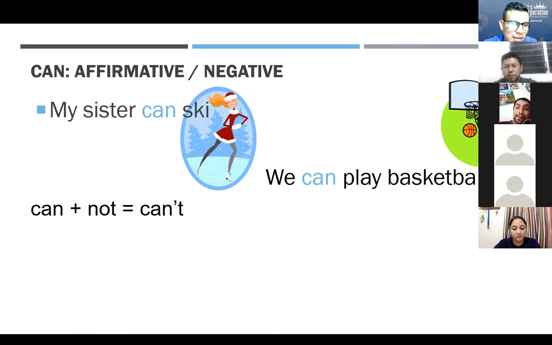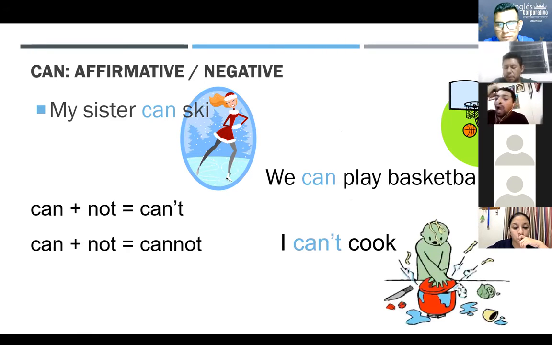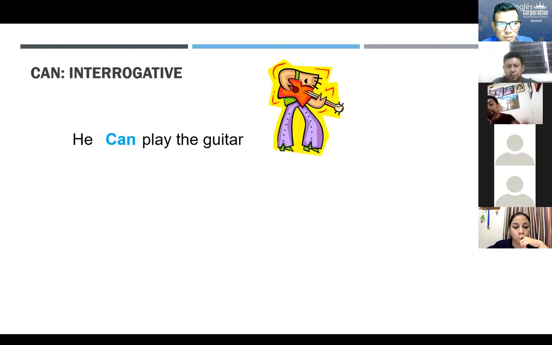La forma negativa de can es can not, que en su forma contractada es can't. Por ejemplo, una habilidad que no puede realizar. I can't cook. I can't play the guitar. La forma interrogativa es cambiando de lugar can antes del sujeto y decir can he play the guitar?